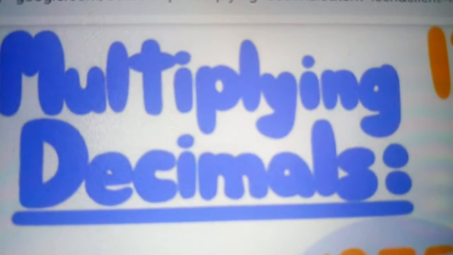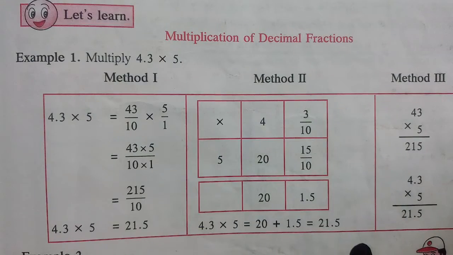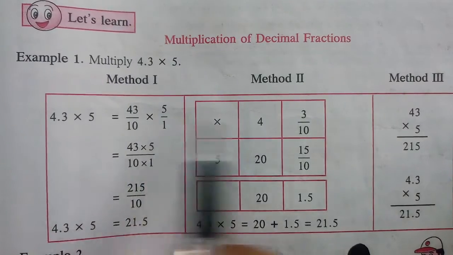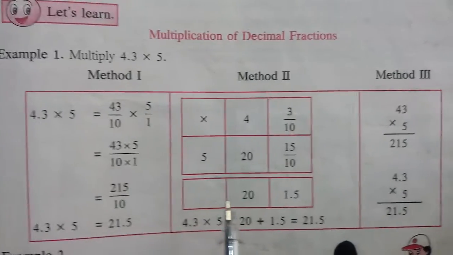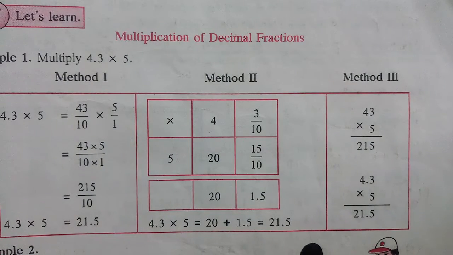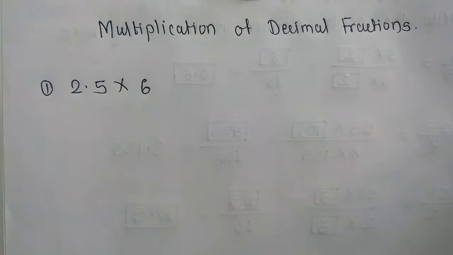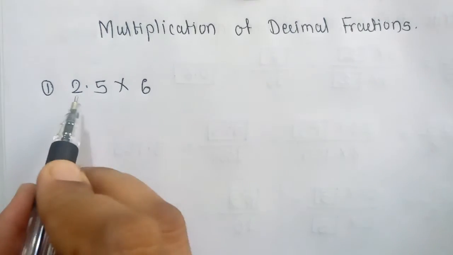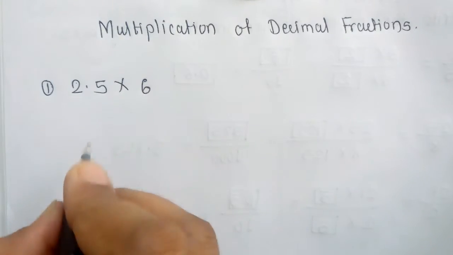So today we are going to learn multiplying decimal fractions. Here are two methods of multiplication of decimal fractions given in the textbook. Which one is easy, that one we will follow. Here I have taken the first example, 2.5 into 6.